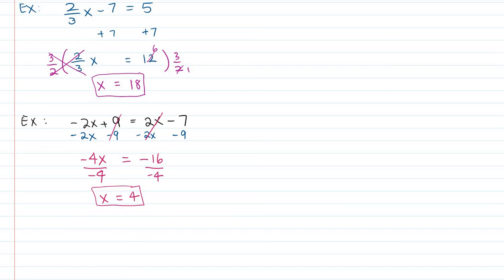Those are just 2 examples of solving simple linear equations. The first was just variables on one side. The second is variables on 2 sides. So just to recap, if you have a variable on one side, you're going to use opposite operations. Or sometimes you might hear it called use inverse operations.